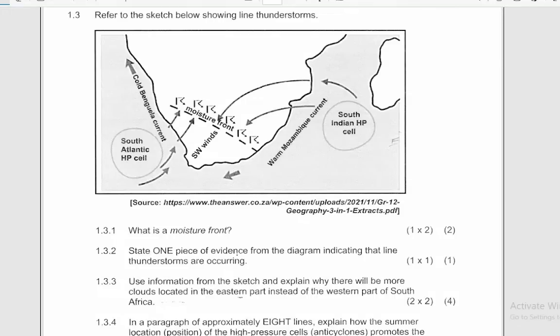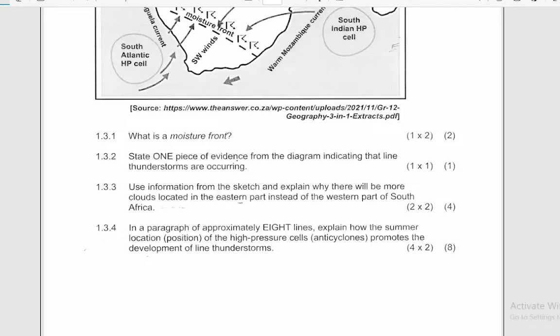So what kind of a boundary? It is a rain-bearing or precipitation-bearing boundary, which happens as a result of the meeting of the warm and moist air from the warm Mozambique current and the cold Benguela current, which is driven by the South Atlantic. Right, it's a concept, but basically you should address the basics of the concept. Right, we move on to the next question, number 132. State one piece of evidence from the diagram indicating that line thunderstorms are occurring.